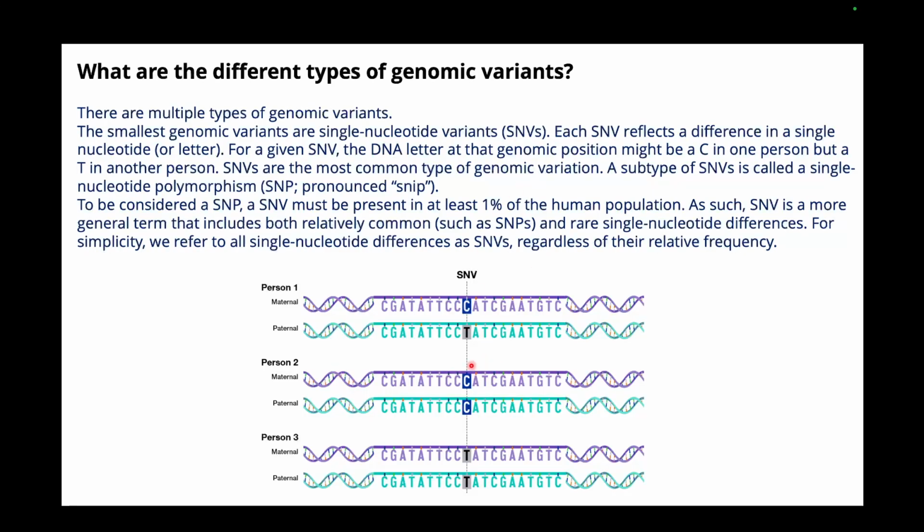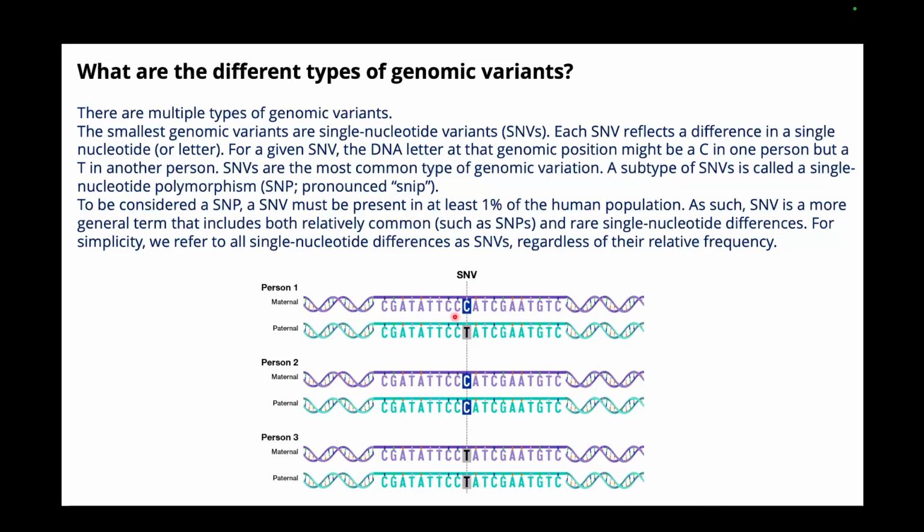Okay, so these SNPs or SNVs, as we call them, come in various types. The smallest variants are known as single nucleotide variants. Each SNV reflects a difference in a single nucleotide. For a given SNV, a DNA letter at the genomic position might be a C in one person, but a T in another person. So basically, this is an example.